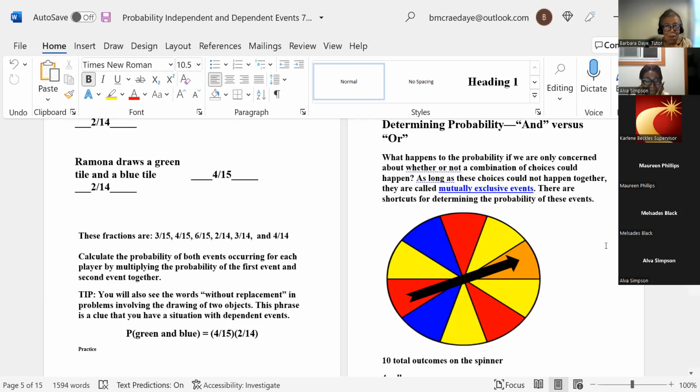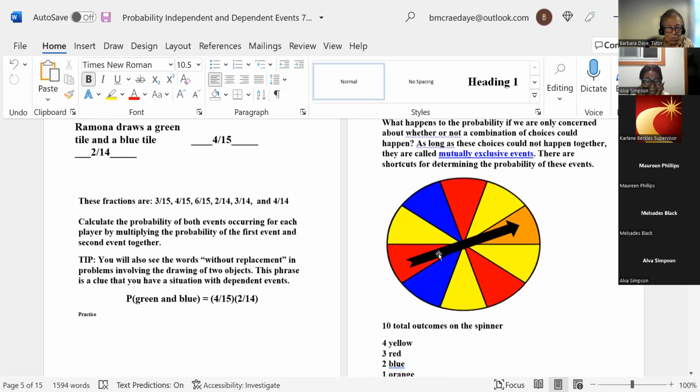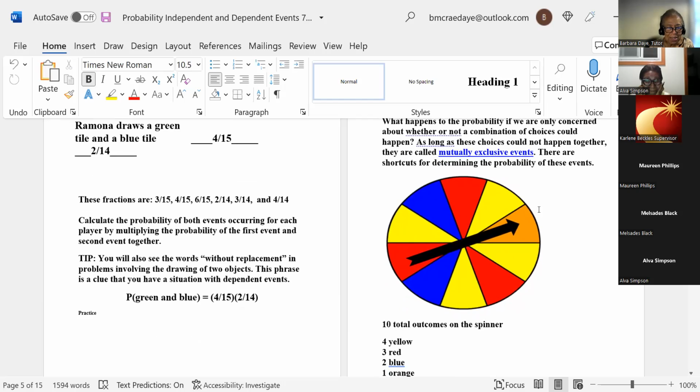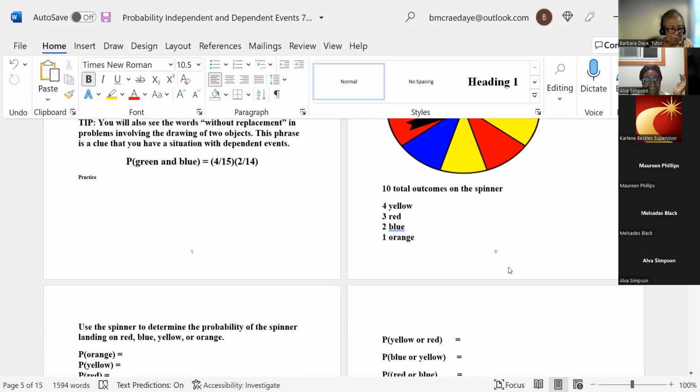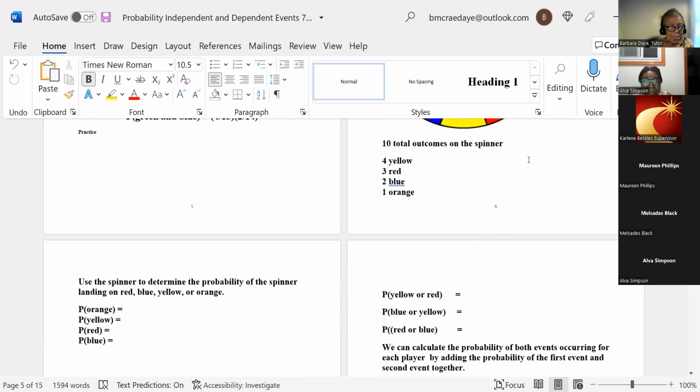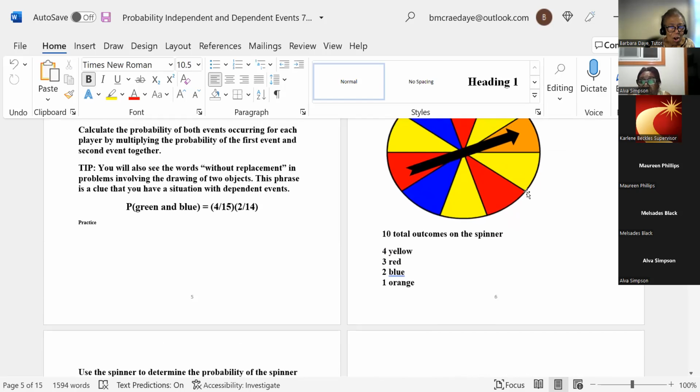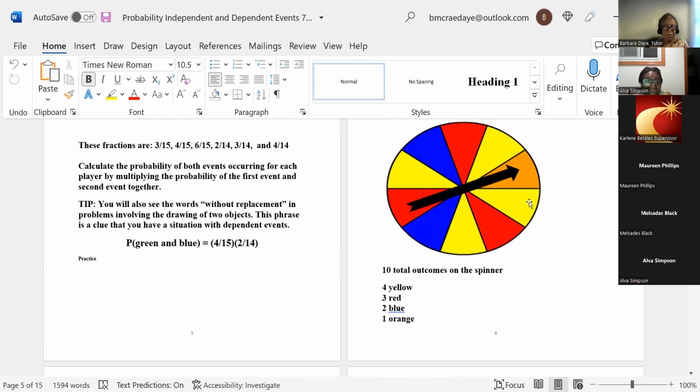But the outcomes, you have 10 because you have 10 different places where you have these colors. So the total outcomes on the spinner is 10. Okay, you see you're 4 yellow, 3 red, 2 blue, and 1 orange. I put them right here for you. All right. Thank you. Now, what's the probability of getting an orange, Alva?